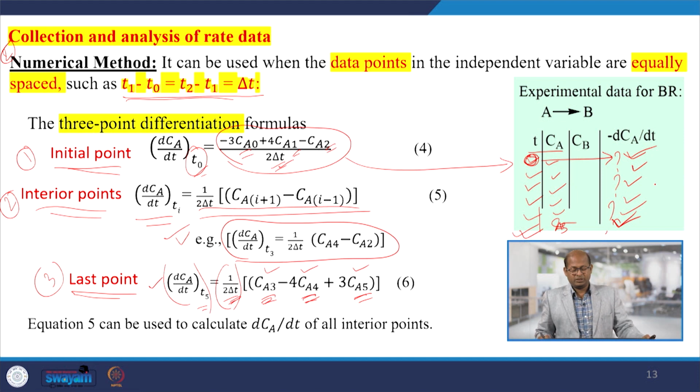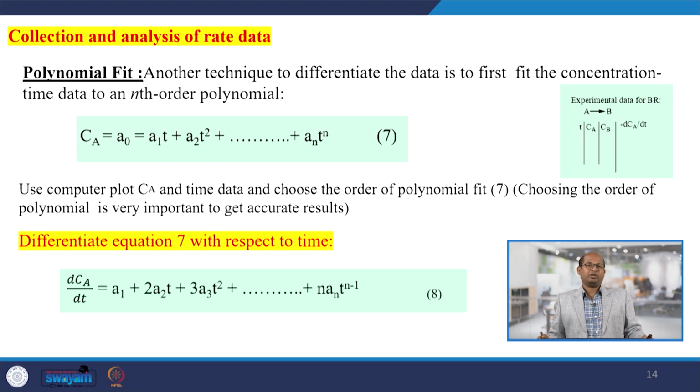So the red points mean that if we know the time against concentration, that experimental data point we have, from there we can find out the red minus dCA by dt data. Okay. So this way we can find it numerically, the second method, and the third one is the polynomial fit.